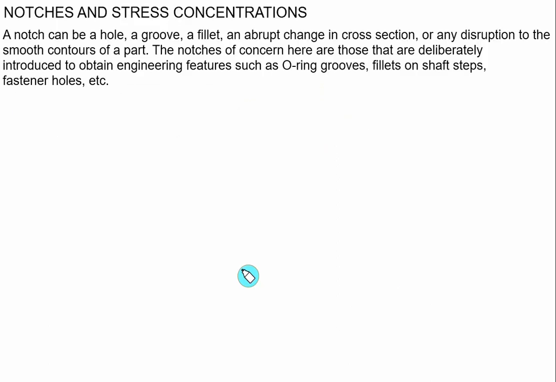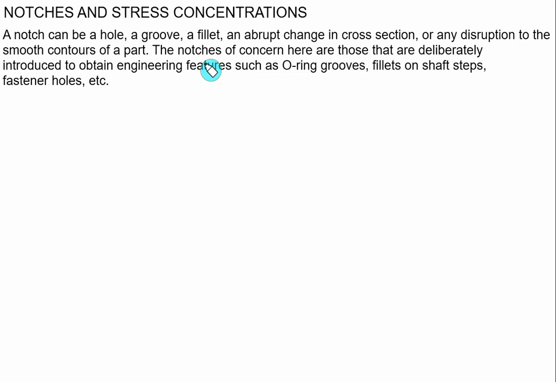In the case of static loading, we have introduced the stress concentration factor for axial loading as well as shear loading. These stress concentration factors are neglected in the case of ductile material but are considered in the brittle material. So a notch can be a hole or a groove or a fillet, an abrupt change in cross section, or any disruption to the smooth contours of a part. So there is a geometric discontinuity and therefore there is a stress concentration.